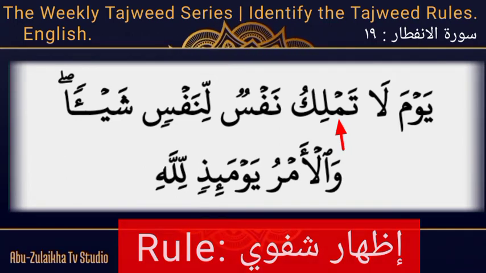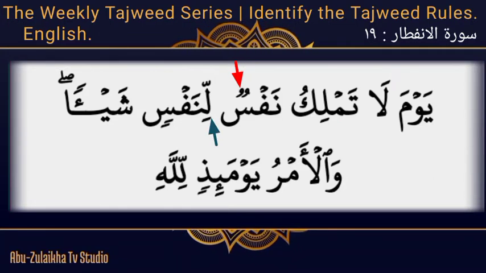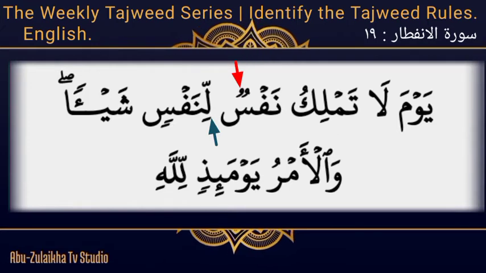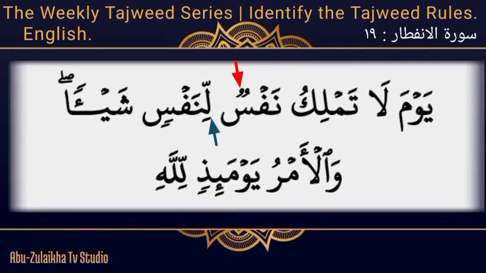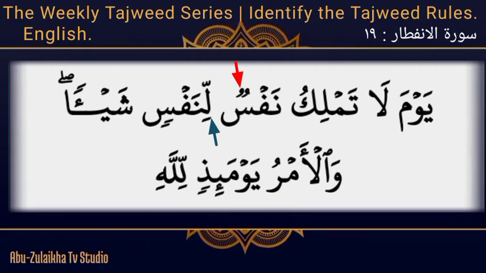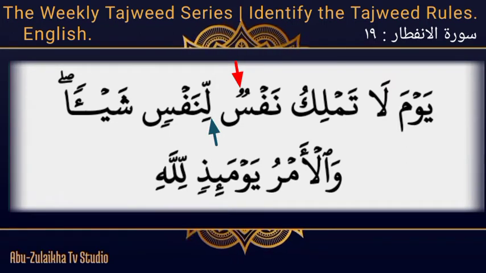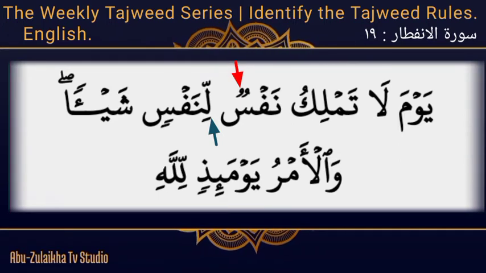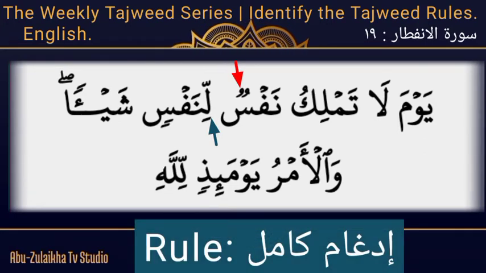So let's go for the Yawma la tamliku nafsun li nafsin shay'a. I said nafsun li nafs, right? The lam. So I'm referring to the tanween, right? So you can see after the tanween, what letter appears next? It happens to be letter lam. And this is idgham. But which type of idgham is this one? Idgham that I'm referring to is in case of nun sakina and tanween, right?